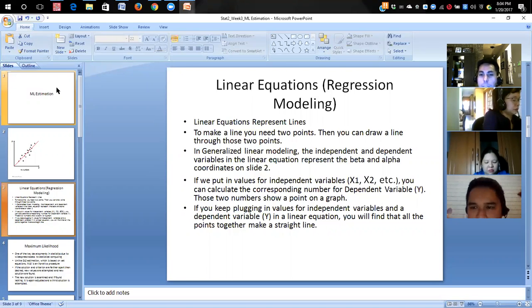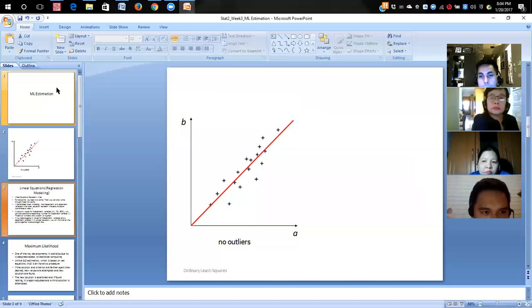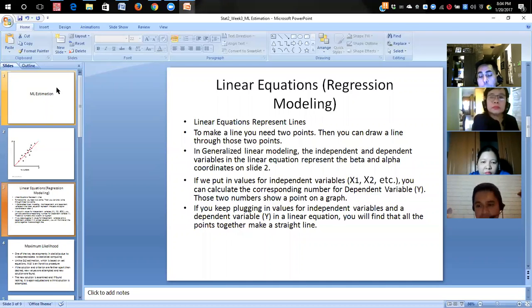So these two numbers show a point on a graph. In linear equations, you just have 2 points, point A and point B. And that is basically your linear equation represented by a line, and that is the fundamental modeling used by generalized linear modeling.